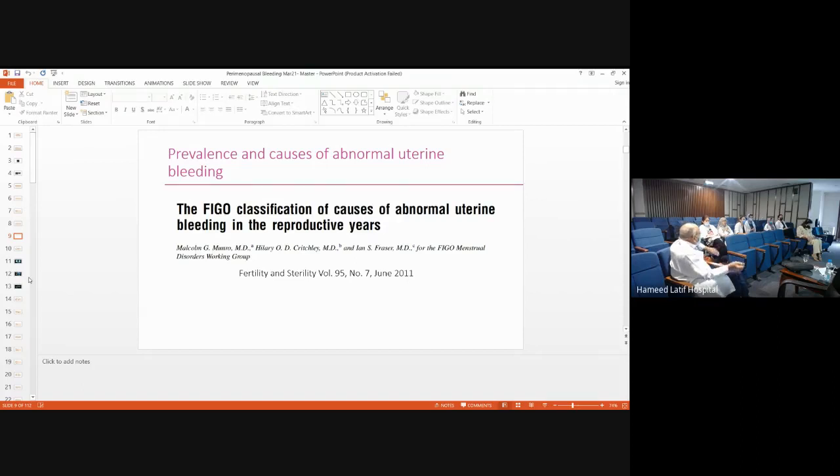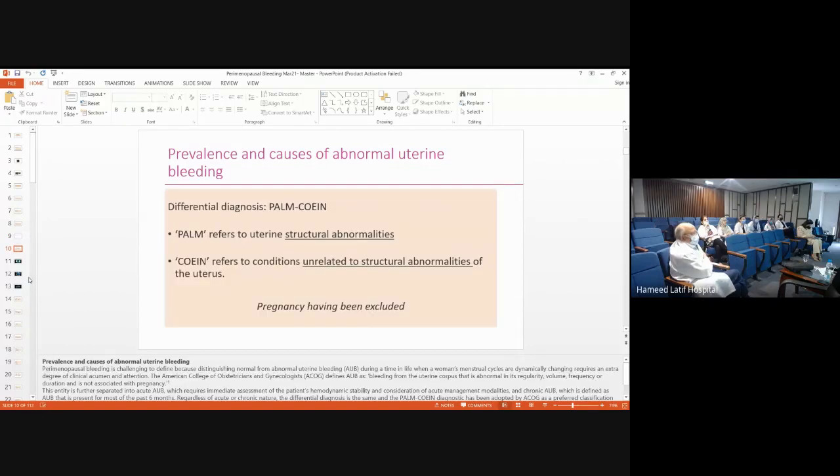Now you all know about that, as a matter of fact. If not, I'll take a little while in explaining this. It is known as the acronym PALM-COEIN. PALM refers to uterine structural abnormalities, and COEIN refers to conditions which are unrelated to structural abnormalities. And then, of course, pregnancy having been excluded, as I already said.